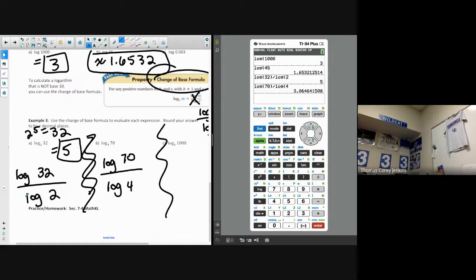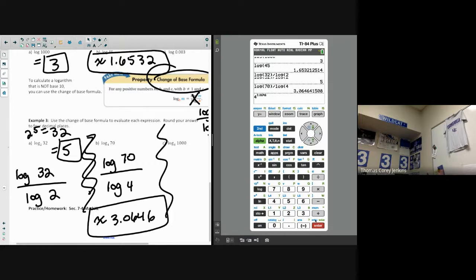All right, and then you don't want to lose sight of what you're doing there. Basically, what we're saying there is 4 to this power should be close to 70, right? So if I punch that in, 4 to the power of 3.0646, I should get a number very close to 70, and we can see that it is very close to 70. It's not going to be exact because of the rounding, but don't lose sight of what we're doing here.